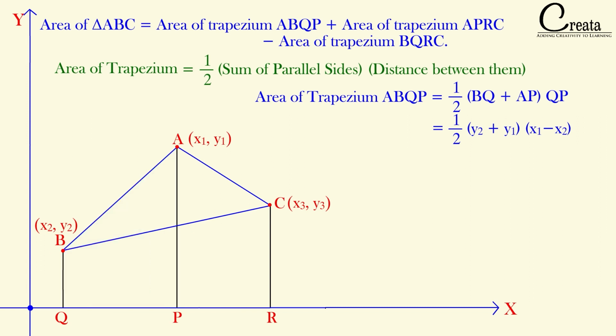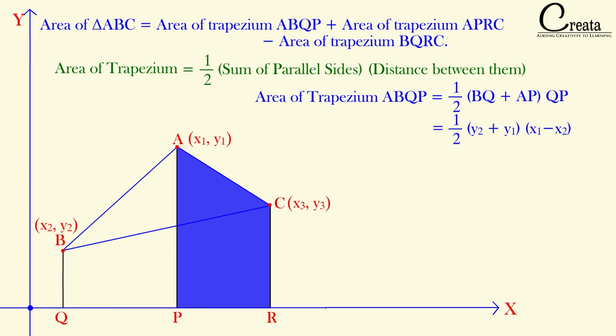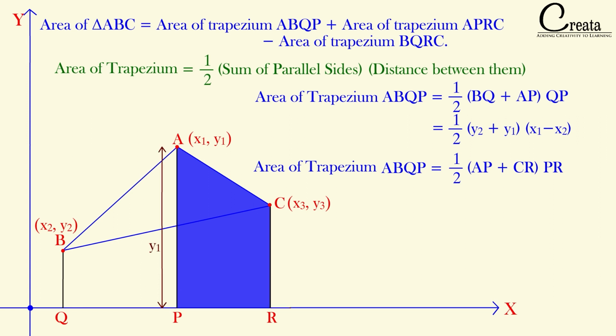Moving further to our next trapezium, that is APRC. What will be the area of this trapezium? The area will be equal to half into AP plus CR into PR. Here AP and CR are these two parallel sides and PR is the distance between these two parallel sides. Here we can write AP as y1 and CR as y3 and PR, that is this distance, as x3 minus x1. The same fundamental we have used. So we got the area of this trapezium as half into y1 plus y3 into x3 minus x1.